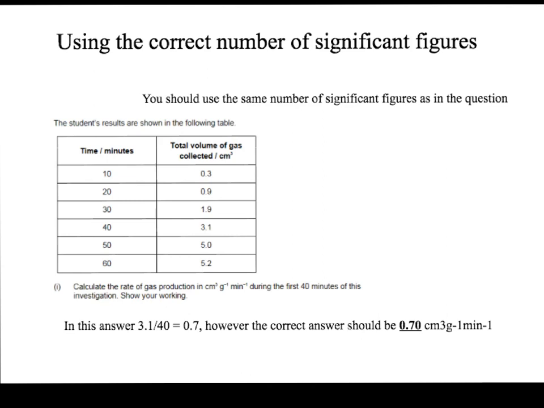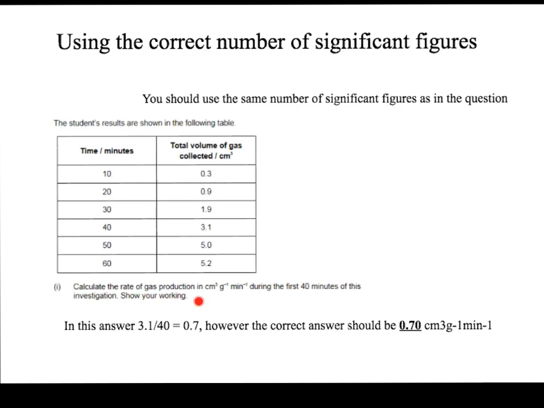But in this question you can see that there are 2 significant figures here, and most of these values are to 2 significant figures. These are to 2 significant figures, but these 2 are just to 1. So the vast majority of the data is to 2 significant figures, so it would be acceptable to use that.